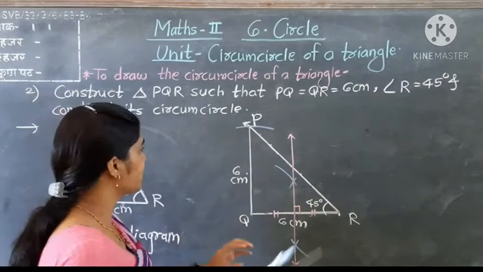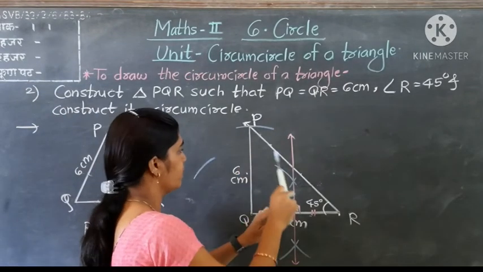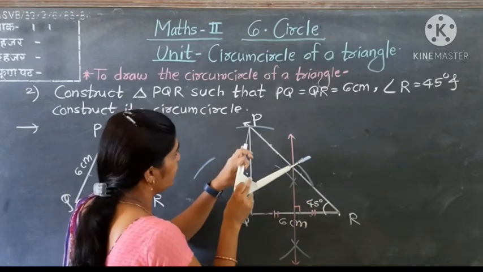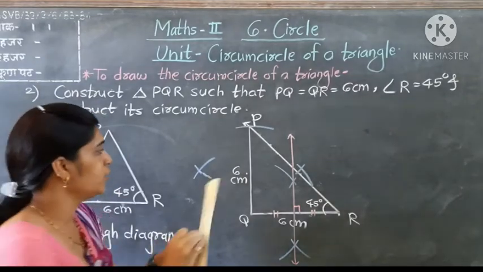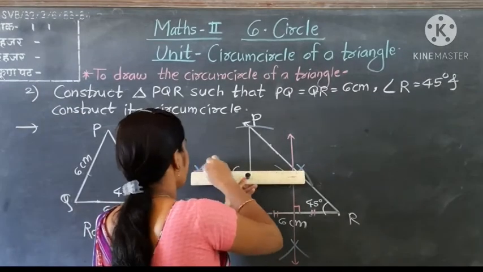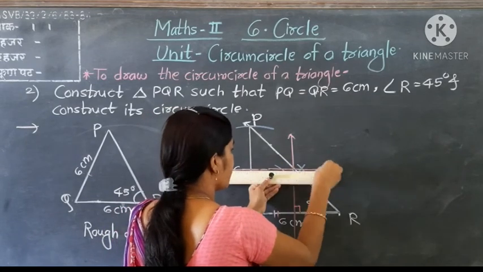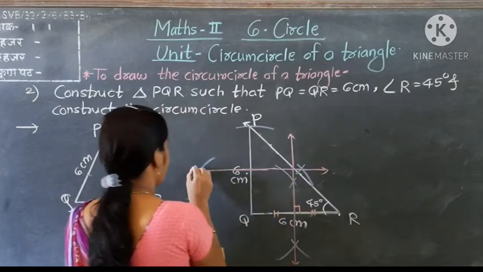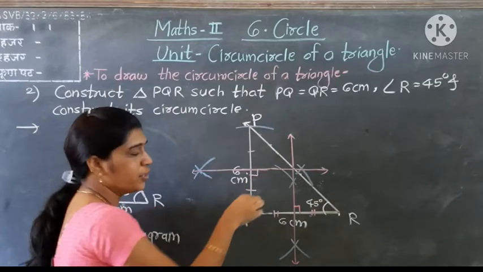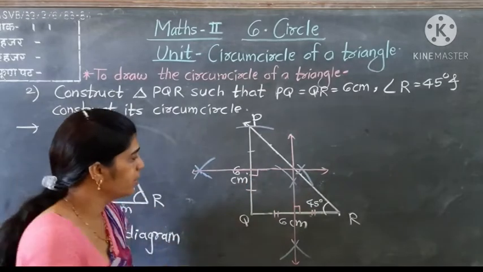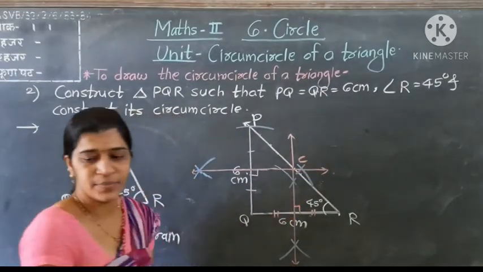Now draw perpendicular bisector of PQ. Same procedure. And join these 2 points. This is perpendicular bisector of PQ. Here observe this intersect at this point. We name this point as C.